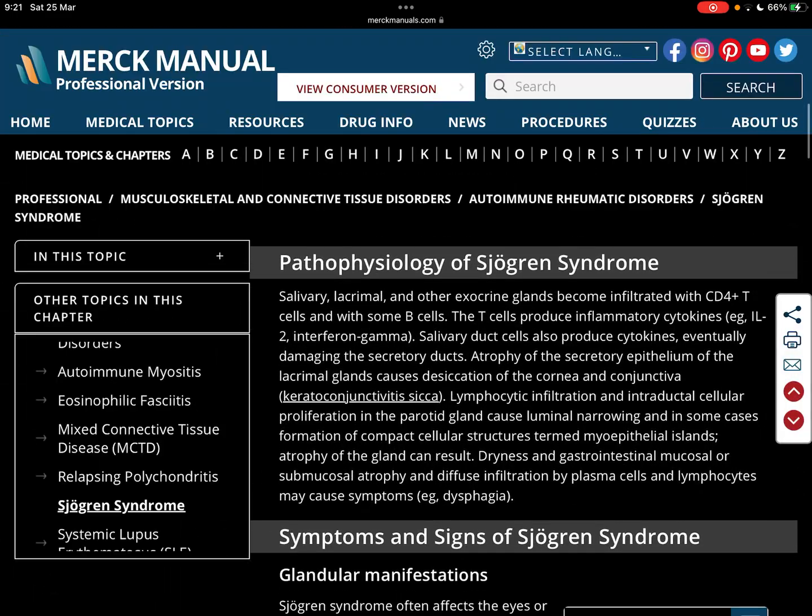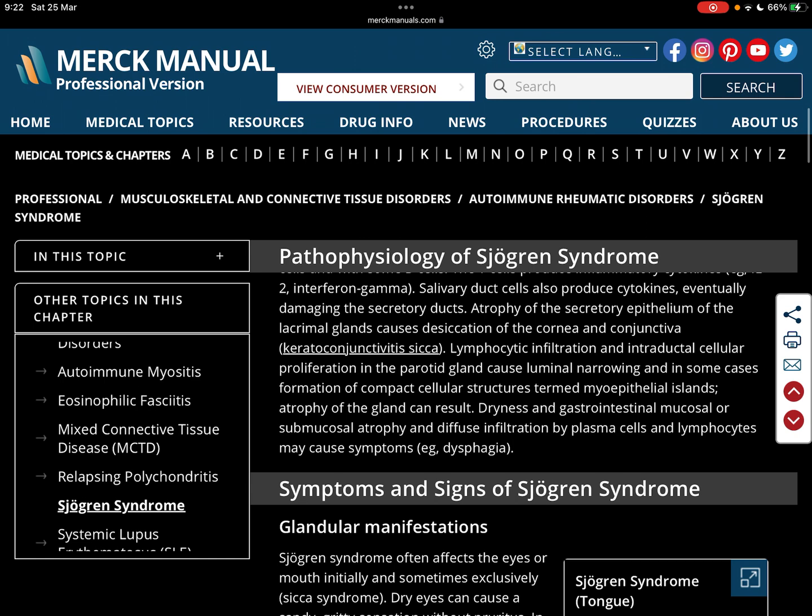Pathophysiology, we said it's lymphocyte infiltration. You can see B cells and T cells in the glands. It affects mainly the glands, as we said. The infiltration causes inflammation, which disturbs the glands, which causes the secretory problems and dryness in the mouth and the eyes. The exocrine pancreas can be damaged. It causes atrophy. Therefore, the glands don't work, which causes the dryness.